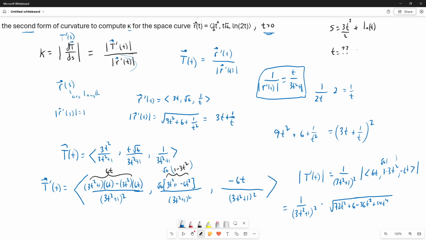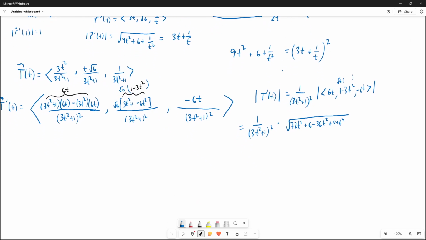Okay, now this simplifies. This problem was carefully constructed so that all of the algebra works out smoothly, because there's a ton of it. 1 over 3t squared plus 1 squared times the square root of this is 6 plus 36t squared, because we have a negative 36 and a plus 72t squared. So combining those two, we get a plus 36t squared and then plus 54t to the fourth.